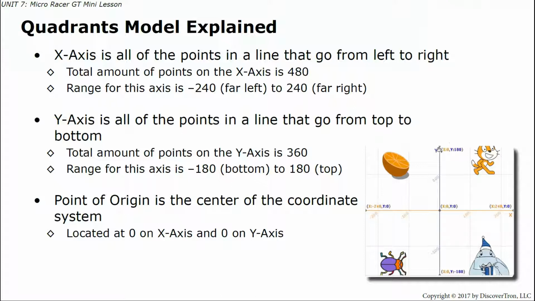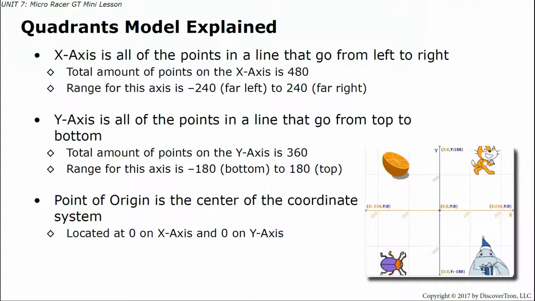Now the y-axis goes from +180 down to -180, and that's going to be a total of 360 units for the y-axis. So x is 480 units and the y-axis is 360. This is a 4:3 ratio between the two.